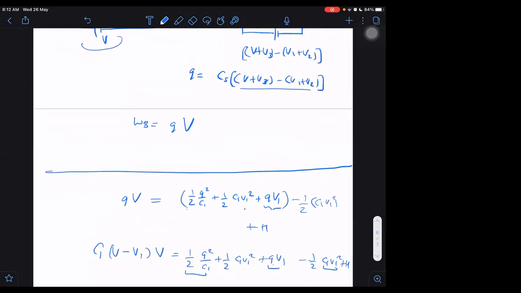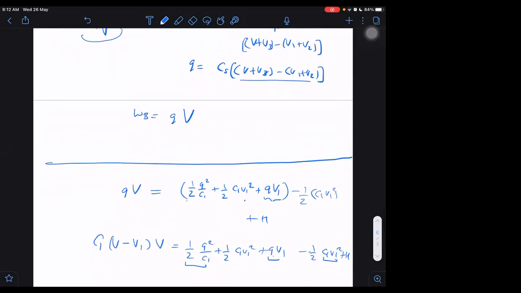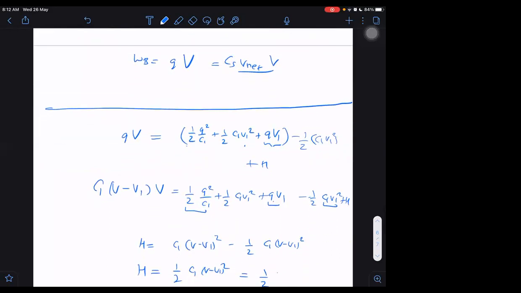Okay. Sure. Charge supplied is CS into V net only. No, sir, charge supplied is CS into V net, but it is becoming different. It is CS into V net into V. That is not the same as CS into V net square. Yes, sir. Okay. So work done by battery is this, right? And this is the final energy.